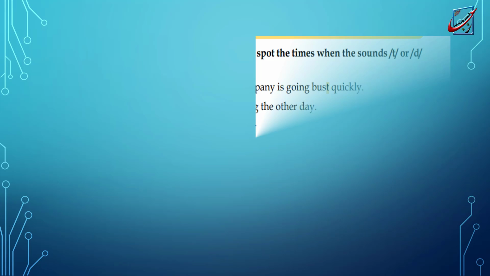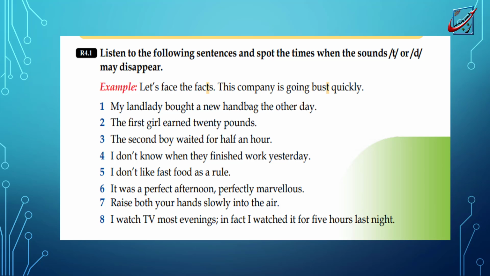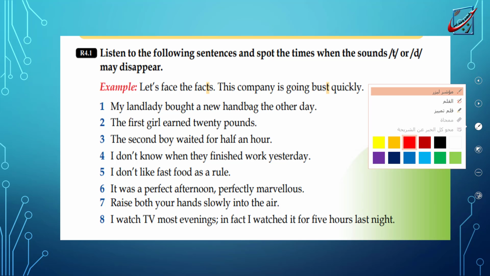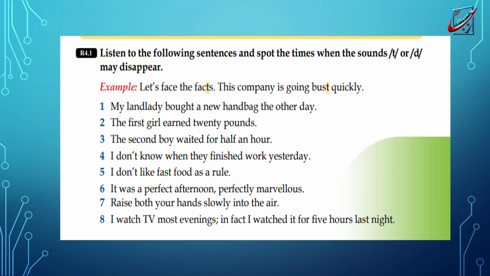Now, since we had an idea about elision, let's now apply this phonetic concept on this nice exercise. Here we have some sentences and we're going to guess what are the elided sounds here. And usually the two sounds that you elide are the t sound and d sound. The example here, as you see, let's face the facts. The facts. This company is going to pass quickly. Now, we would start with dealing with these exercises here.